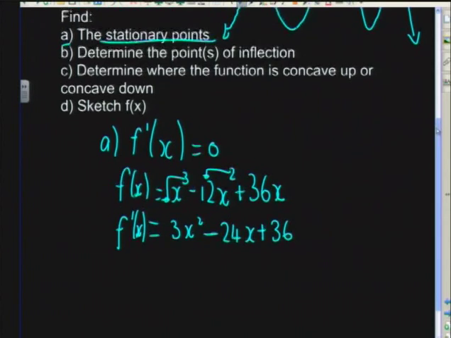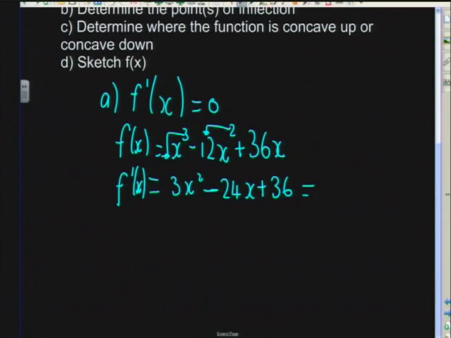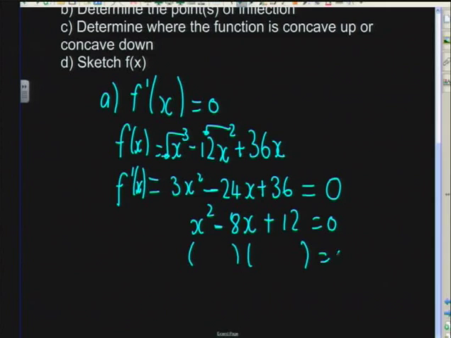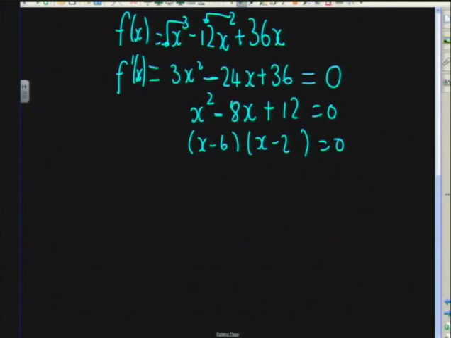So that's my first derivative, but I'm looking for the stationary points, which means this has got to be equal to 0. I've got to equate it to 0 and solve for x. I divide through by 3 to make this a little bit easier, so I'm going to get x squared minus 8x plus 12 is equal to 0. And then we can factorize that trinomial to give us x minus 6 times x minus 2. So therefore, my stationary points will be at x is equal to 6 or x is equal to 2.